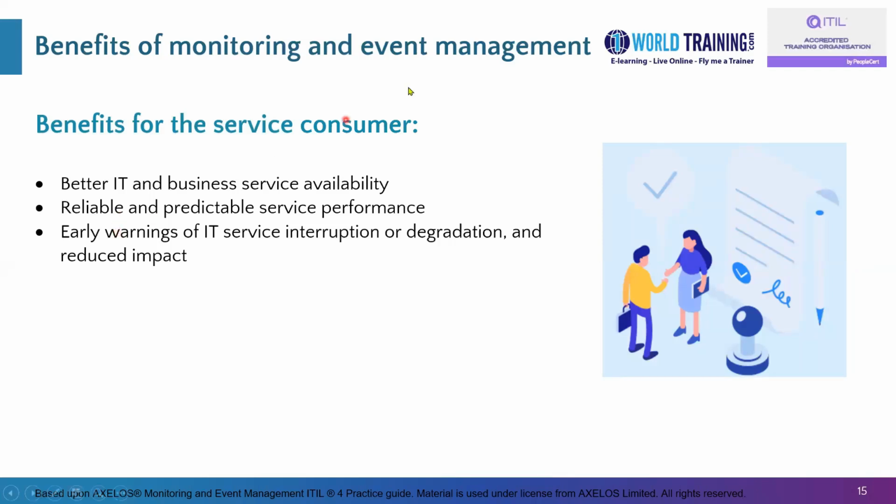And on the provider side, we had a similar statement. That was we had early warnings of IT service interruption or degradation. We had better IT service availability that way. But here it's more IT and business service availability and reliable and predictable service performance. And early warnings of IT service interruption or degradation and reduced impact. So this is a bit similar. Some of the benefits could be quite common because this one was also a benefit for the service provider. However, we see the reduced impact also mentioned here, but then we had that as a separate benefit under the provider.